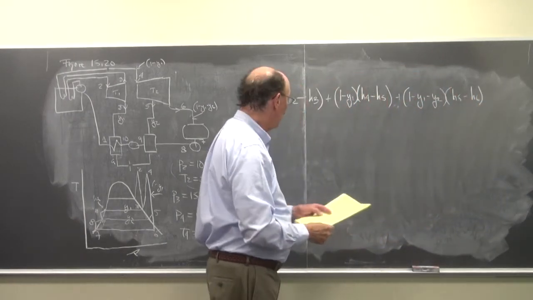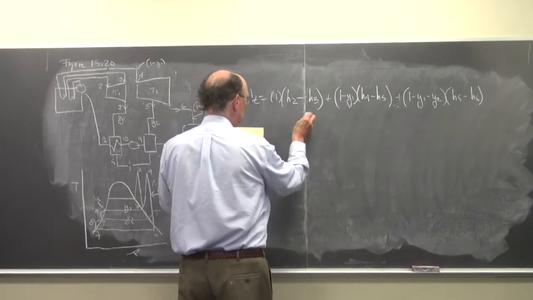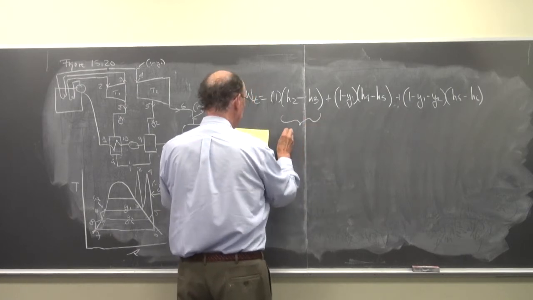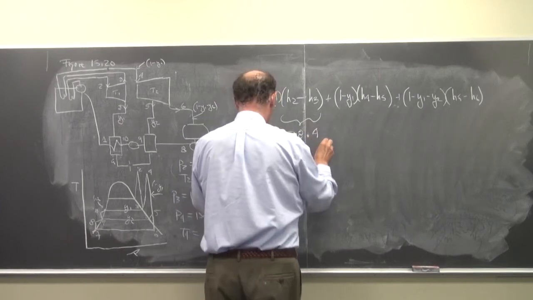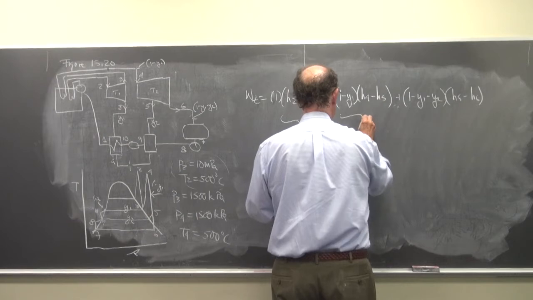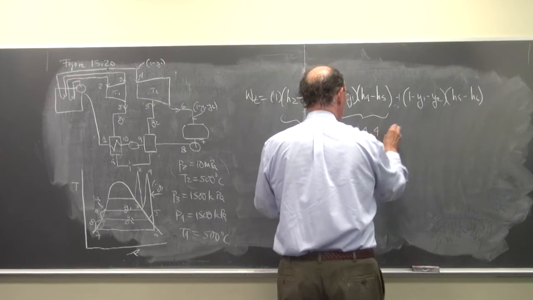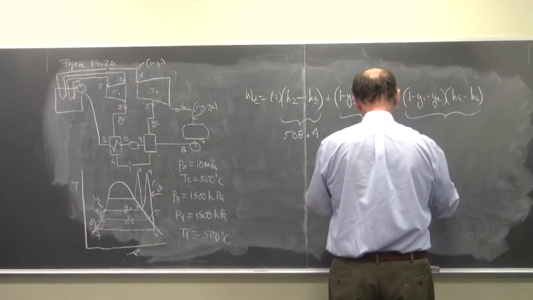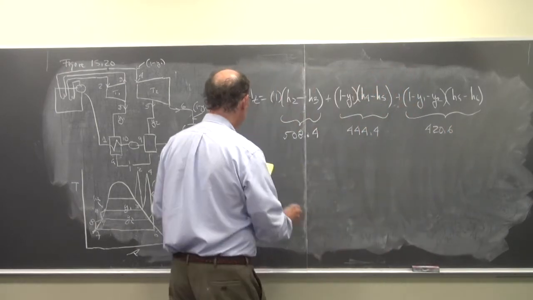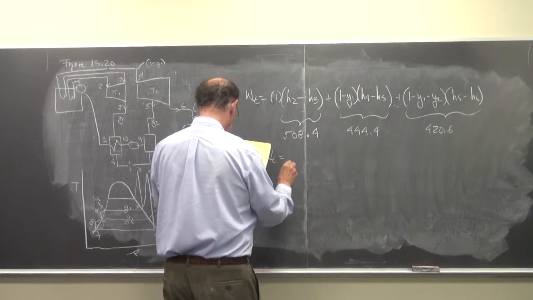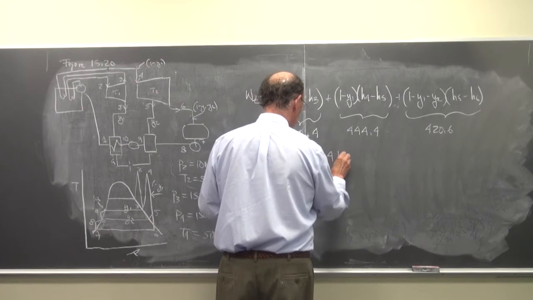So if I substitute all these numbers in, the result for this term is 508.4. The result for this term is 444.4. And the result for this term is 420.6. So it's fairly evenly divided. And so I have that WT is equal to 1373.4 kilojoules per kilogram.